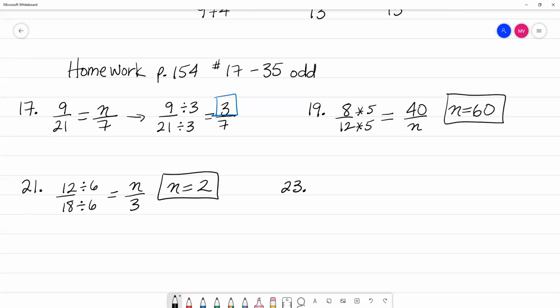Right, so number 23, 28 over 63 equals, give yourself some room, n over 9. So Zachary, what did we do to 63 to get 9? You divided it by 7. There we go. And so if we divide 63 by 7 and we divide 28 by 7, that means that n equals what? N equals 4. Very good.